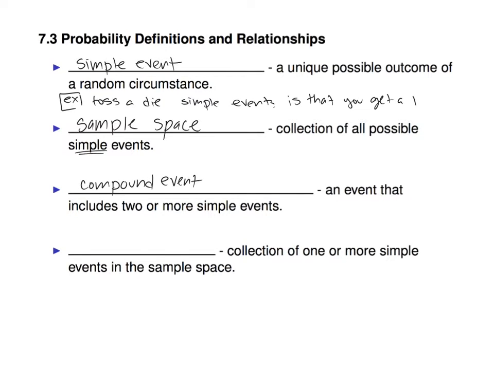So we're going to often use capital letters for events. The event A could be getting a 1 or 2. If you roll a die, the compound event is either I get 1 or I get 2, or 1, 2, or 3, or an even number, right? That would also be a non-simple event. And just a general event is a collection of one or more simple events in the sample space. So that event thing encompasses both simple and compound events.